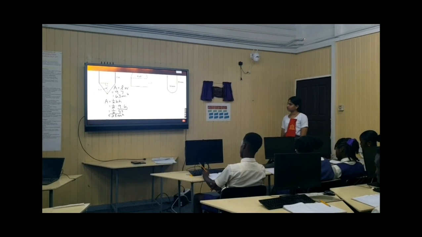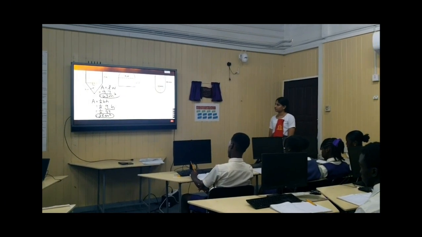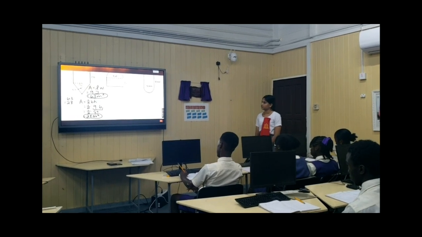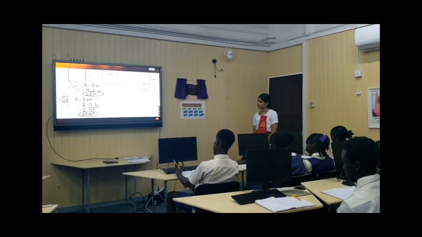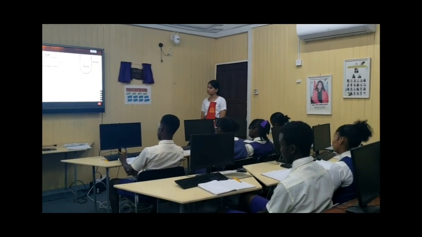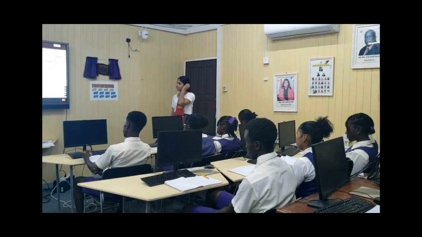We then take our 2 areas of our shapes and add them together. 63 plus 28 is going to give me 91 meters squared total for our area of that composite figure.